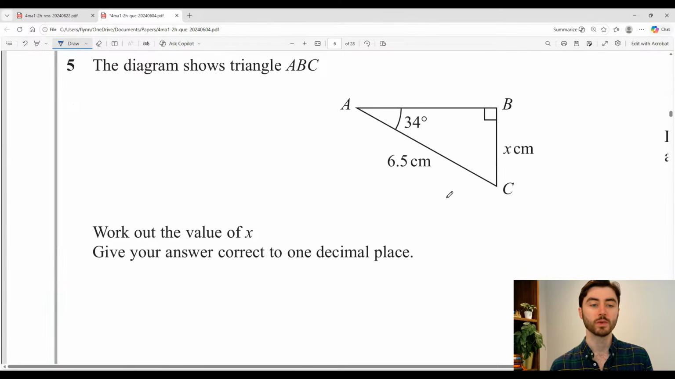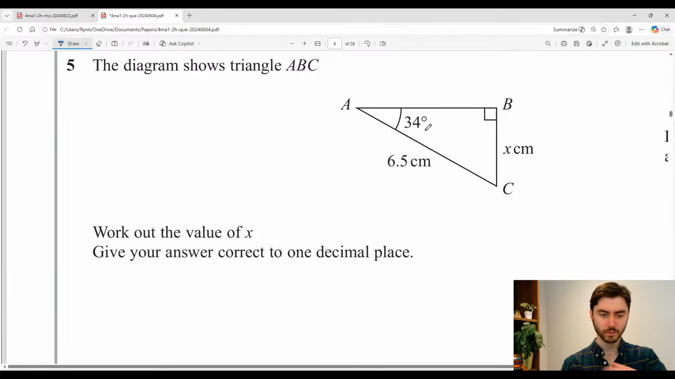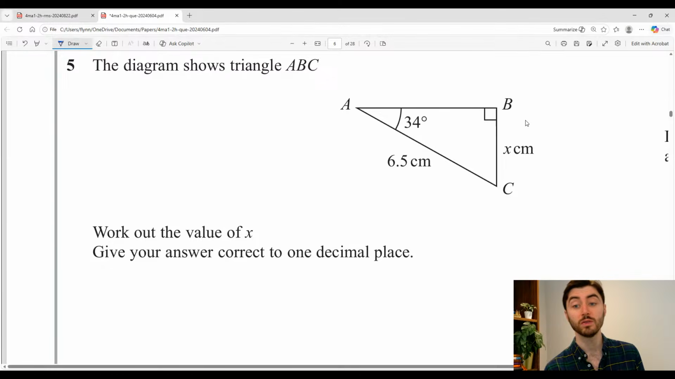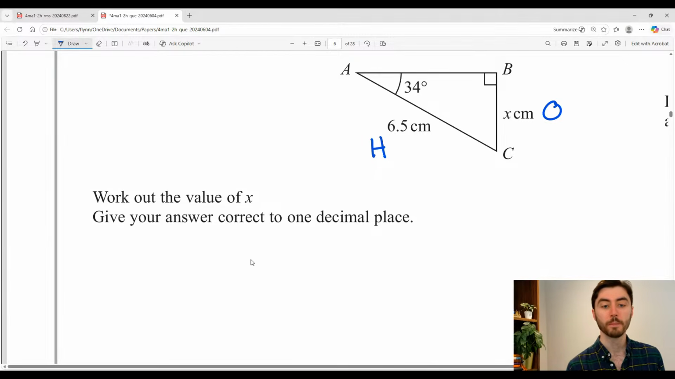So here on question 5, we have a triangle. This immediately looks like, hello in the chat. This immediately looks like SOHCAHTOA. So work out the value of x. We have an angle, and relative to this angle, we have the opposite and the hypotenuse. So we have opposite and hypotenuse, that's sine.